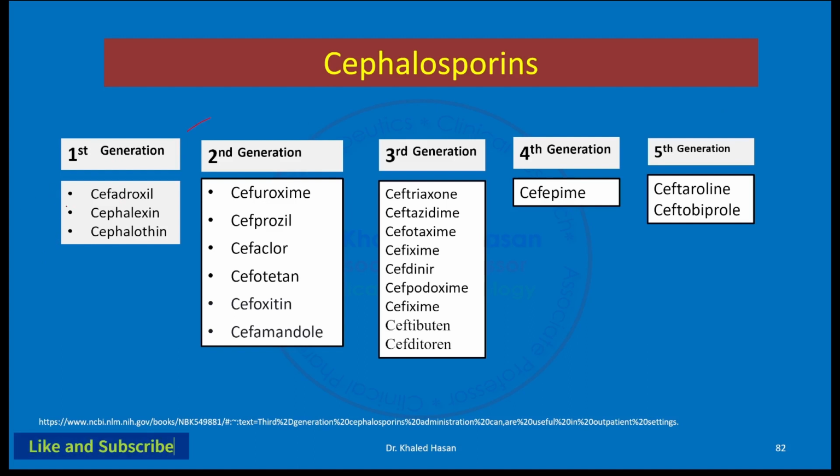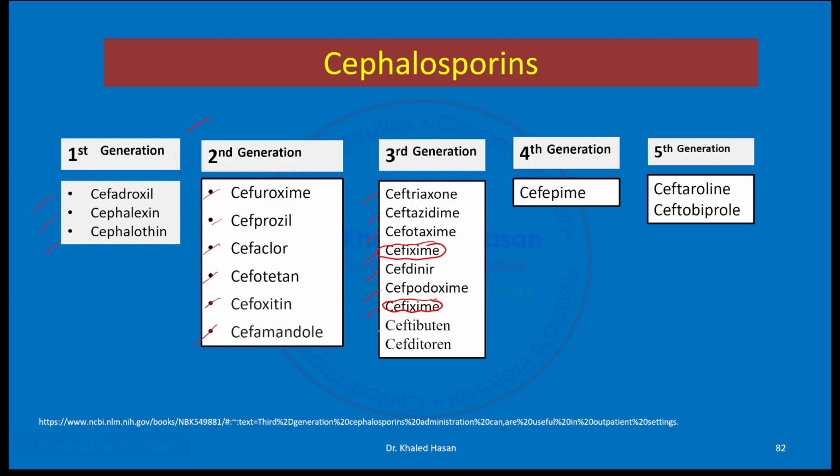For example, here, as you can see, we have cefadroxil, cephalexin, cephalothin. This is a first generation cephalosporin. Then second generation, we have cefuroxime, cefprozil, cefaclor, cefotetan, cefoxitin, cefamandole. Regarding the third generation of cephalosporin, we have ceftriaxone, ceftazidime, cefotaxime, cefixime, cefdinir, cefpodoxime. Some medication is repeated here on the slide.